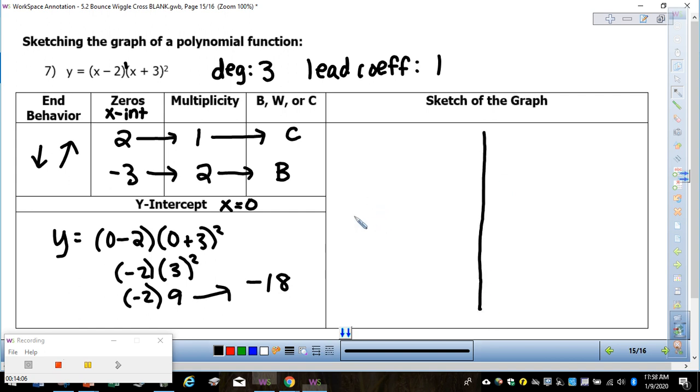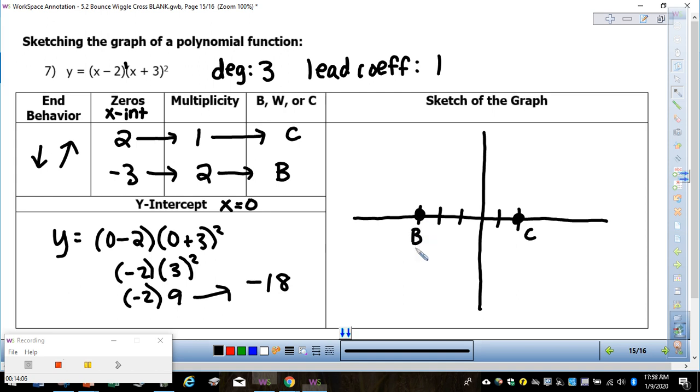Okay, so now we're going to sketch our graph. So you are going to go ahead and draw in your x and y axis. Let's put in some tick marks on the x-axis to show the x-intercepts. So we have an x-intercept of 2, and it's going to cross there. We have another x-intercept at negative 3, and it's going to bounce.